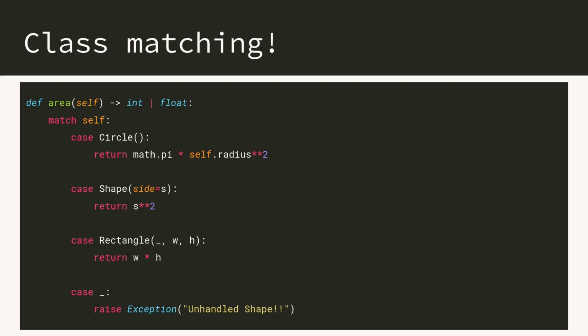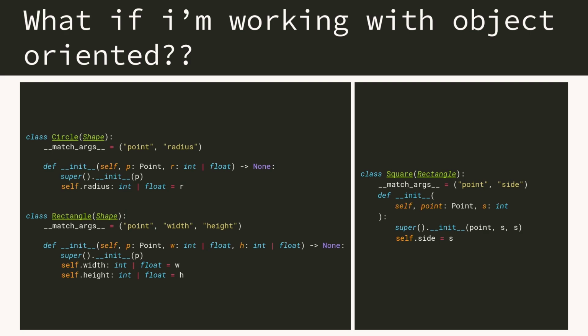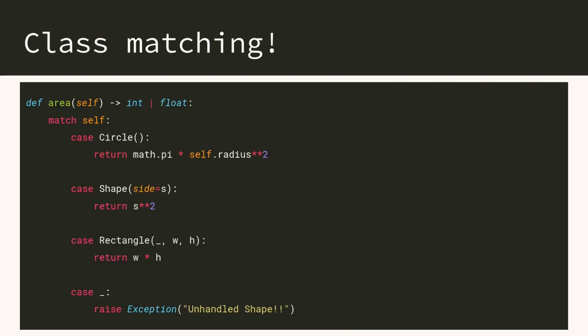You can also match against attributes of the class directly with a keyword match. You can see here that we match against a shape that has the attribute side. Only the square class before was defined with a side as an attribute, and so it matches only squares.